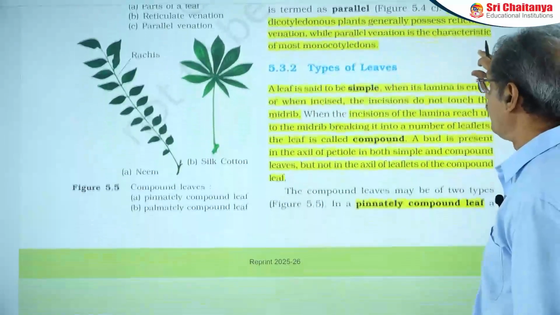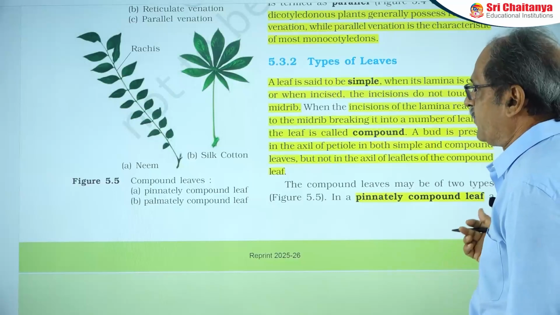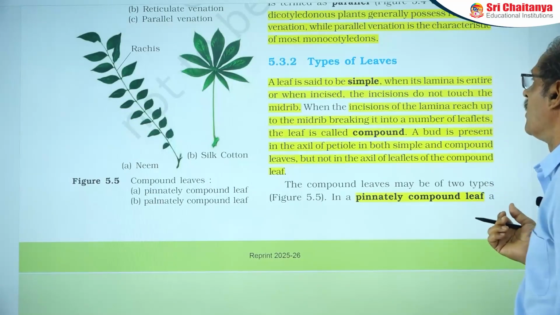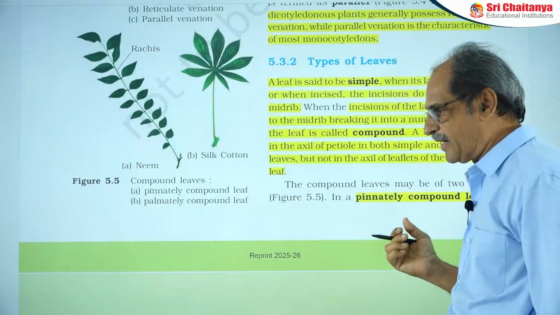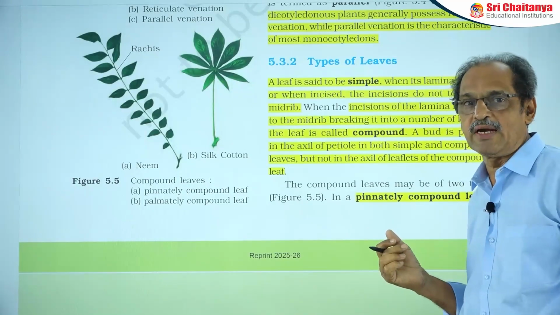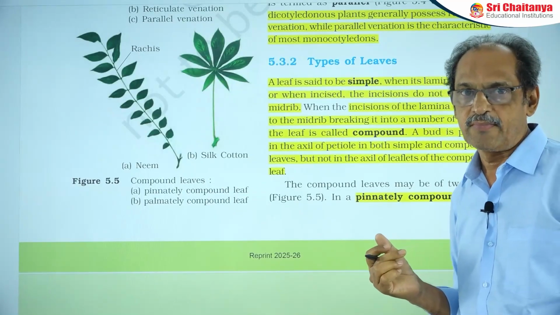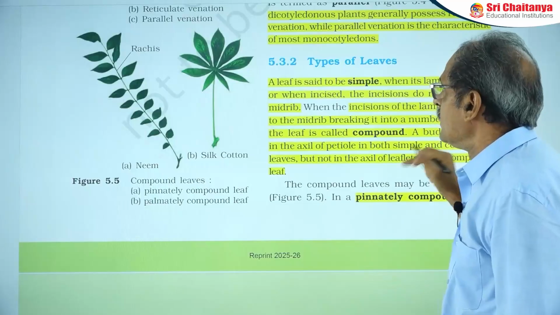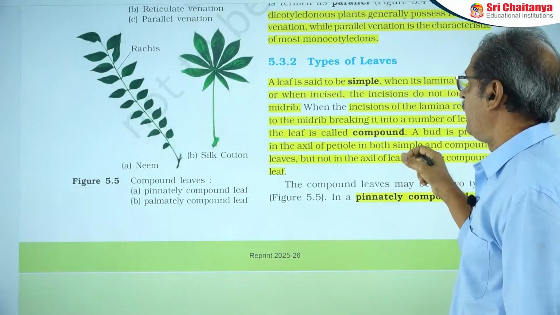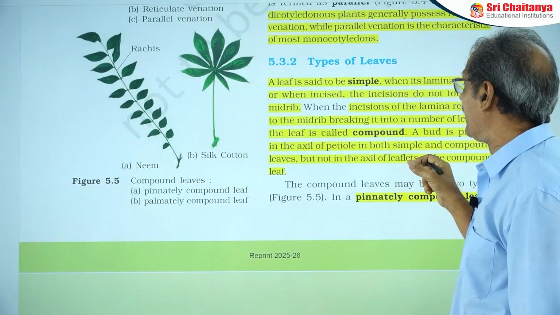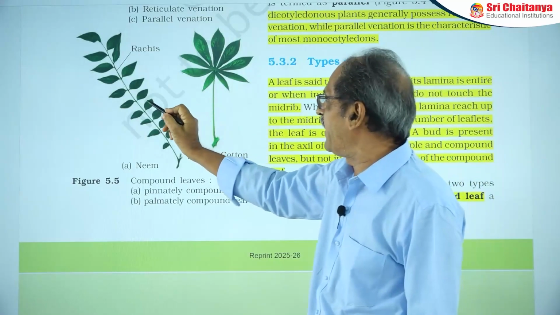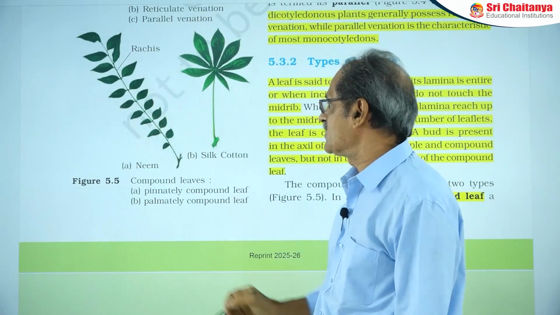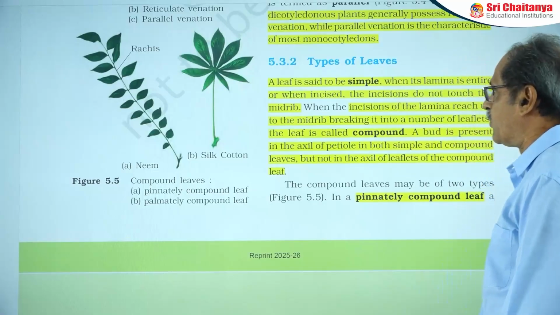Next one is the types of leaves. Two types of leaves: simple leaf and compound leaf. If the leaf blade is not completely divided up to the midrib, then it is called a simple leaf. In a compound leaf, the lamina is dissected up to the midrib completely and each portion is converted to a leaflet. Each one is called a leaflet; that is a compound leaf.